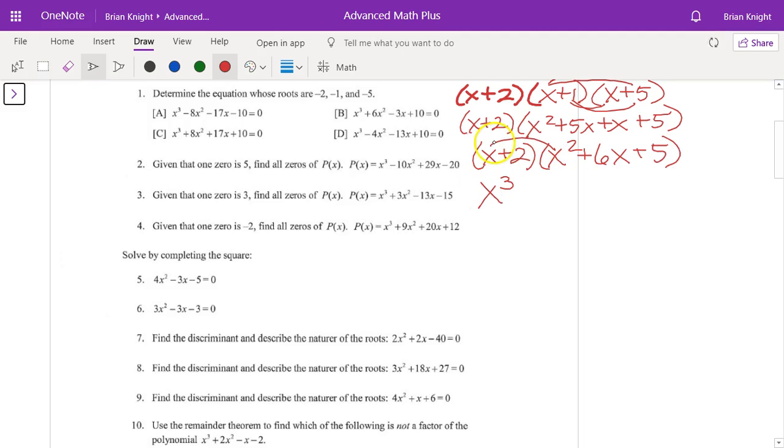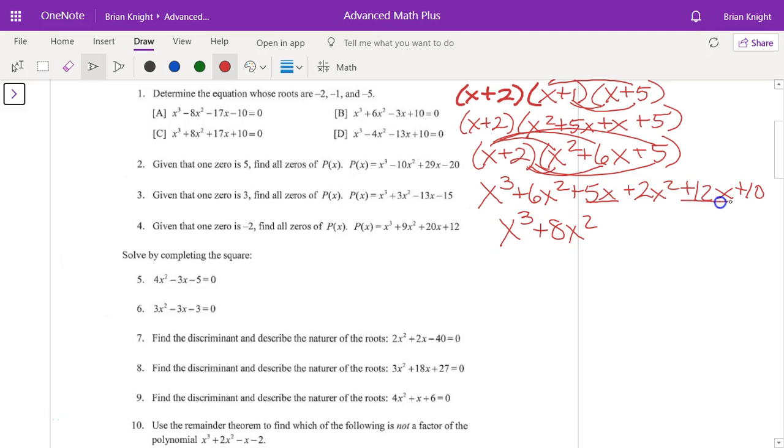That will be x cubed plus 6x squared plus 5x plus 2x squared plus 12x plus 10. And then finally you just add all your like terms. So 6x squared and 2x squared is 8x squared. 5x and 12x is 17x plus 10. And let's see here, C. Okay? But like I said, push comes to shove, put that in your calculator, graph it, see where it crosses the x-axis.